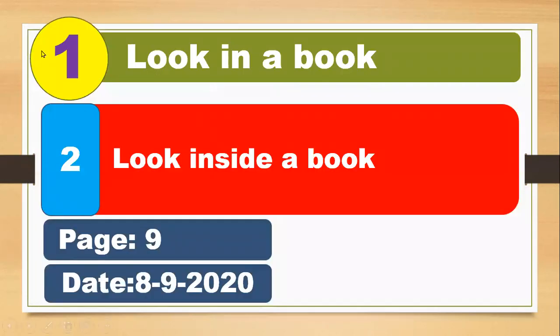Okay, so here is unit number 1. Look in a book. And this is lesson number 2, Look inside a book, page number 9. You have to write the date, 8/9/2020, in your books.